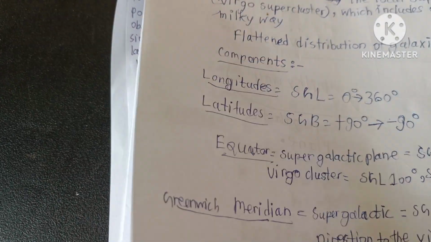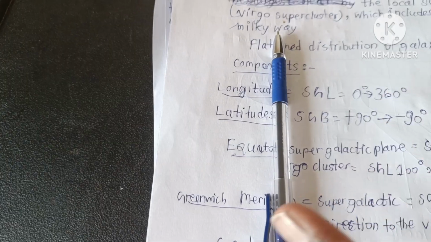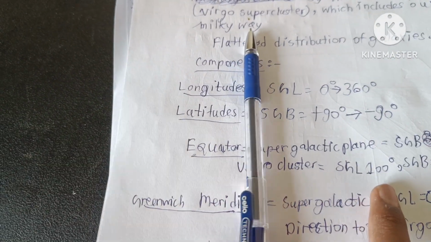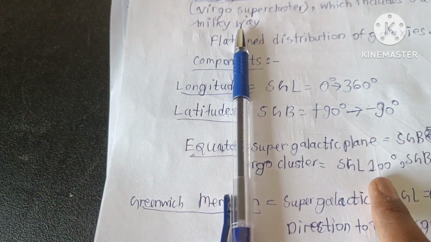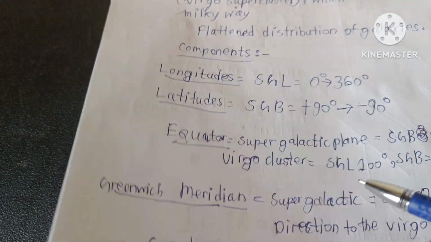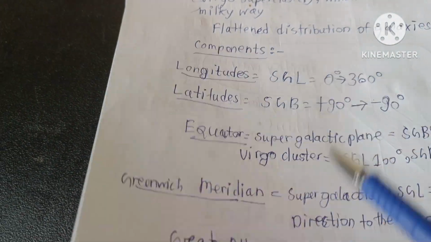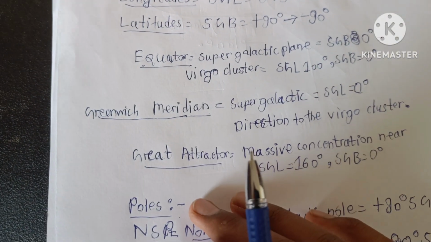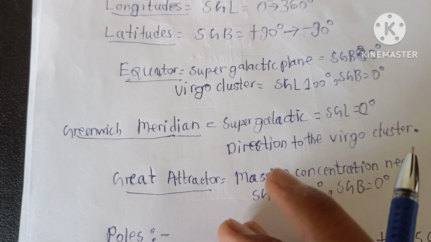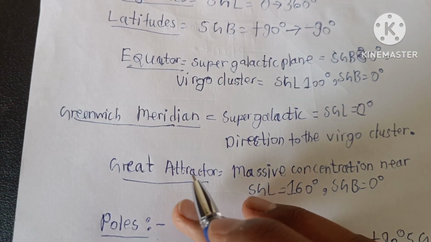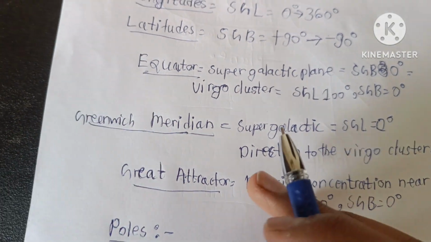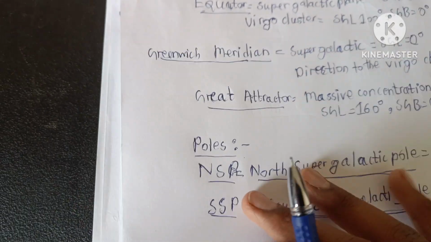The equator is the supergalactic plane. Like in the galactic coordinate system, where I have the galactic plane, here we have the supergalactic plane as the equator. The Virgo cluster is at SGL 100 degrees longitude and SGB equal to 0 degrees latitude. SGL 0 degrees is known as the prime meridian of this system, the Greenwich meridian, in the direction of the Virgo cluster. The Great Attractor is a massive concentration near SGL 160 degrees longitude, SGB 0 degrees latitude.